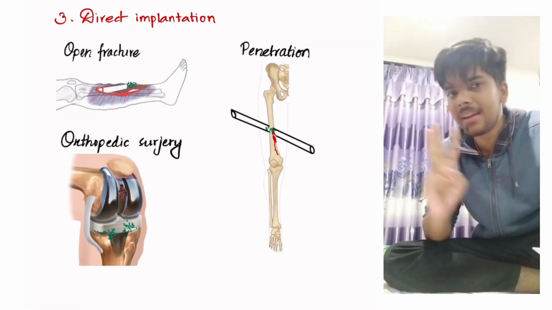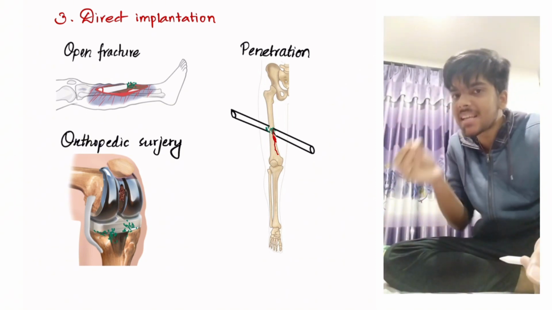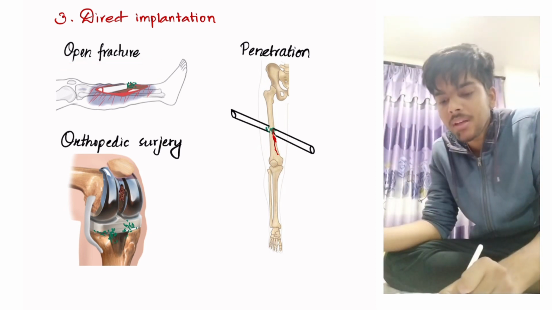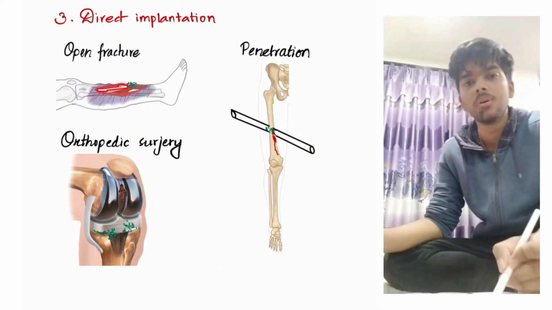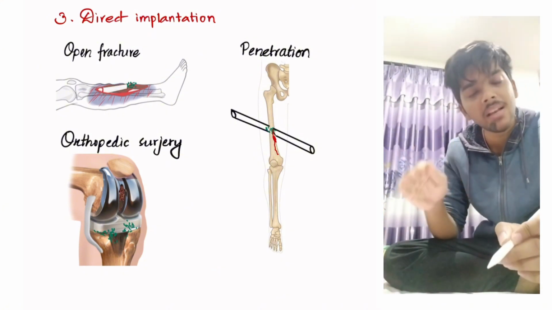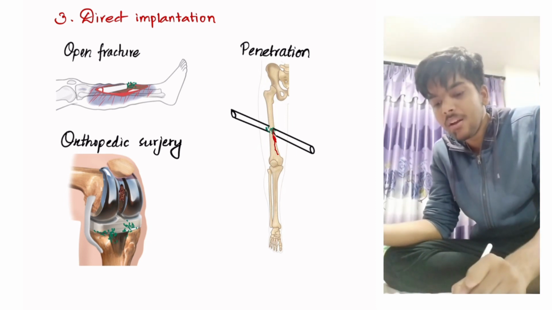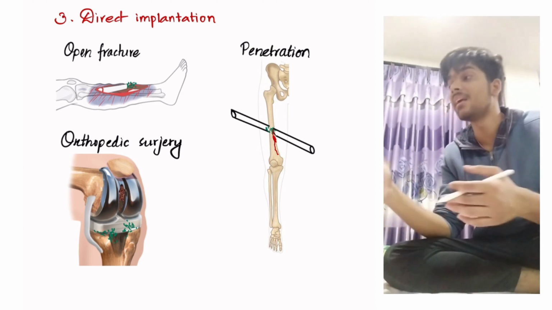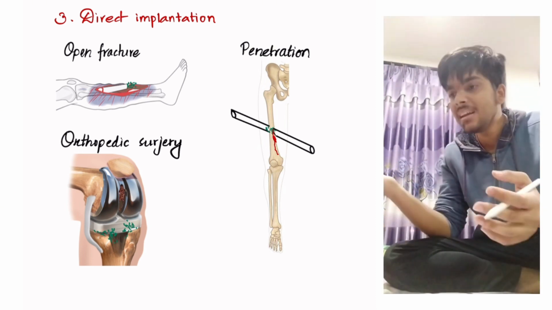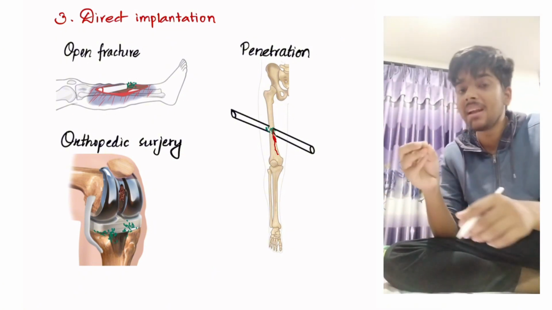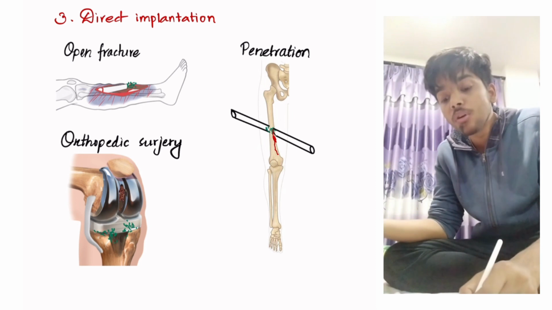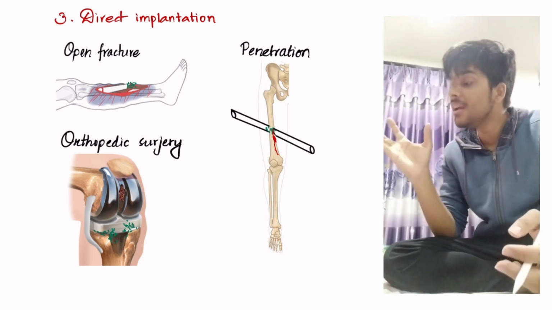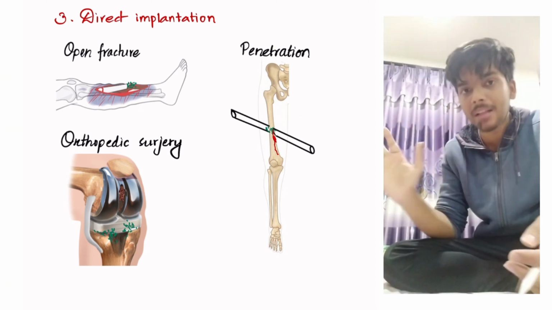The third way is by direct implantation, where the bacteria are directly implanted into the bone. For example, during an open fracture, the bone is exposed. To the exposed part of the bone, the bacteria can get implanted. This can lead to the infection of the bone. Second, during surgery, the surgeon might use surgical equipment that is not disinfected or sterilized, carrying infection-causing pathogens that can get implanted into the bone. Or during orthopedic surgery, the surgeon might use orthopedic implants that are pre-infected with such pathogens.